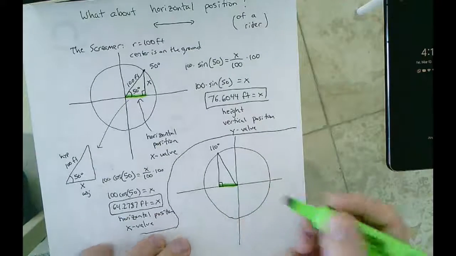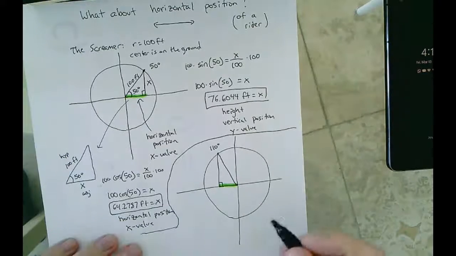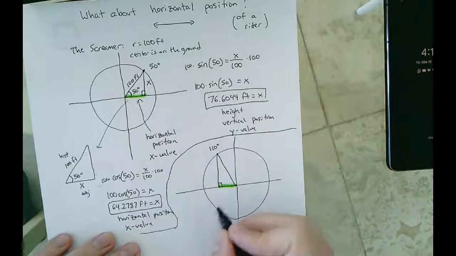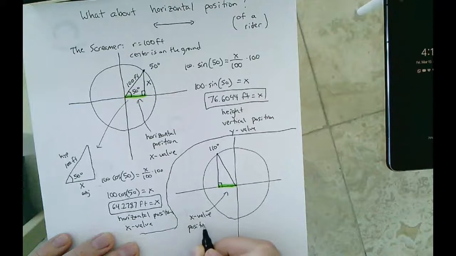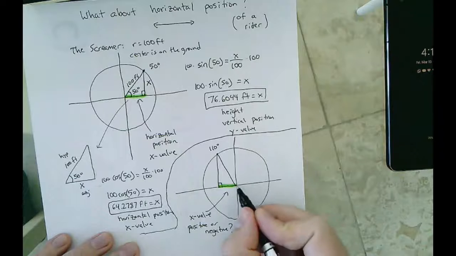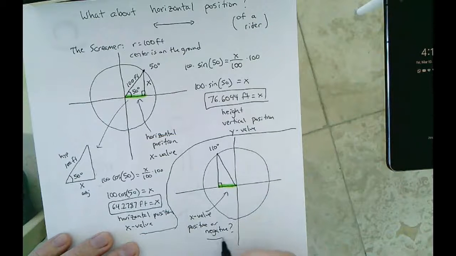This one right there. And here's a question for you guys. This is another pause moment. Is this horizontal position, is this x value positive or negative? Pause your video. Think about this for a second. You're coming back right here. To the left of the y-axis is our negative x value. So this right here would have a negative x value, not a positive one.